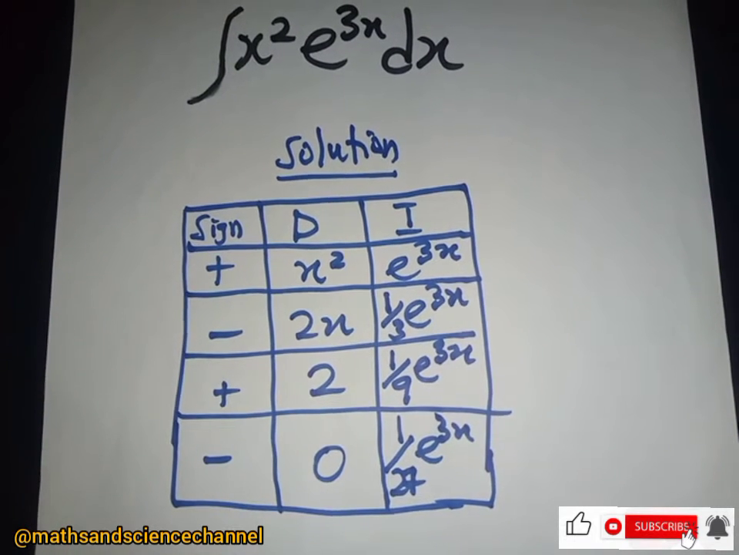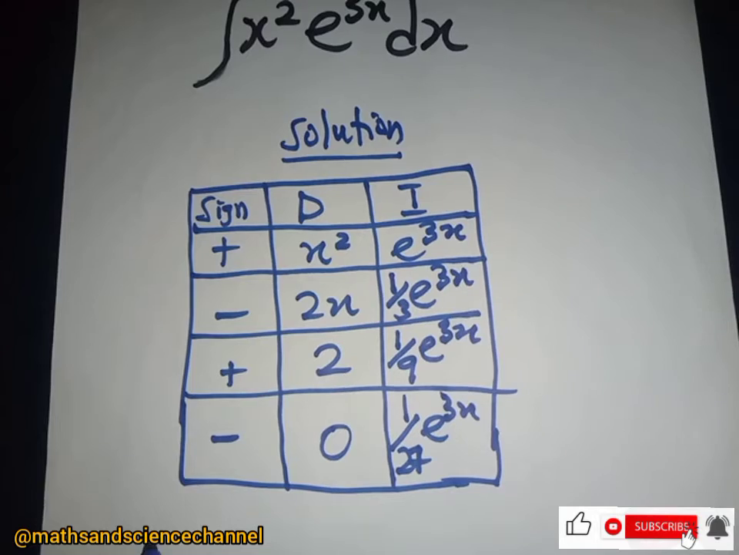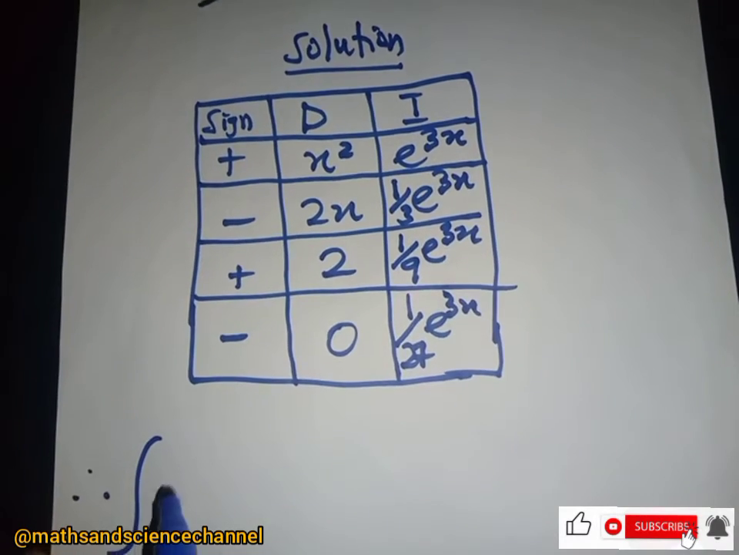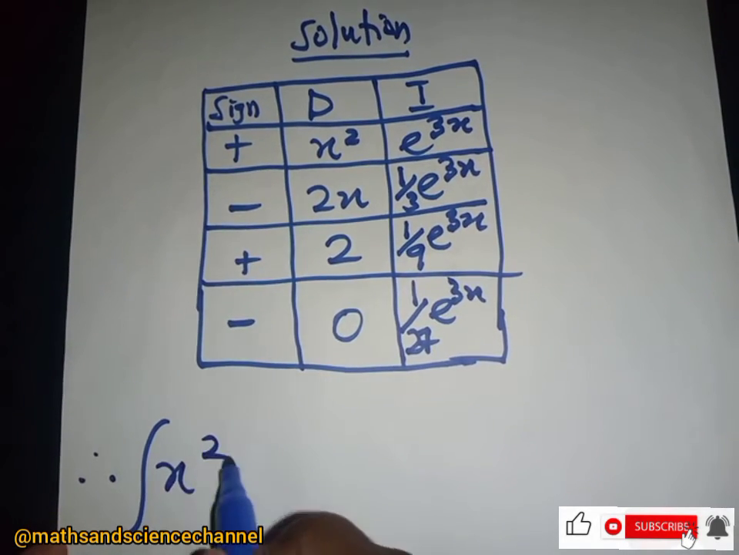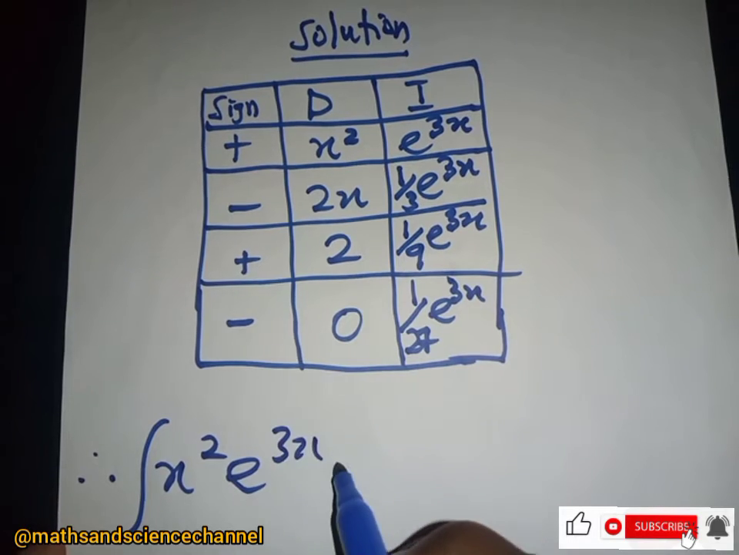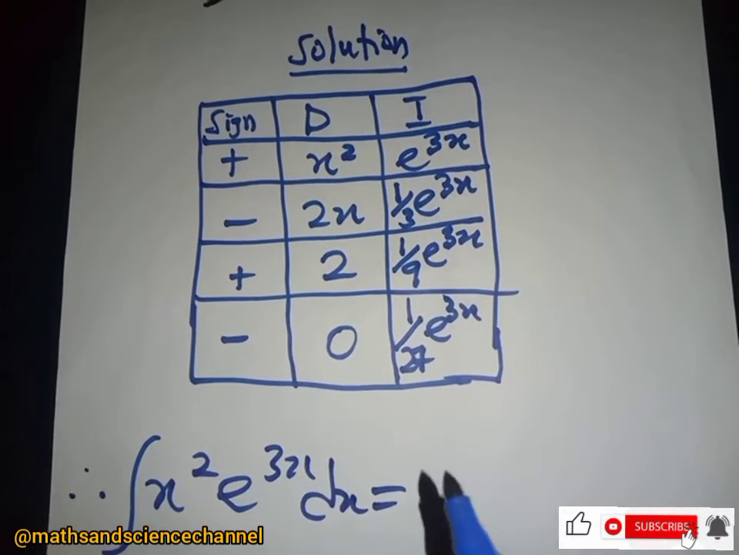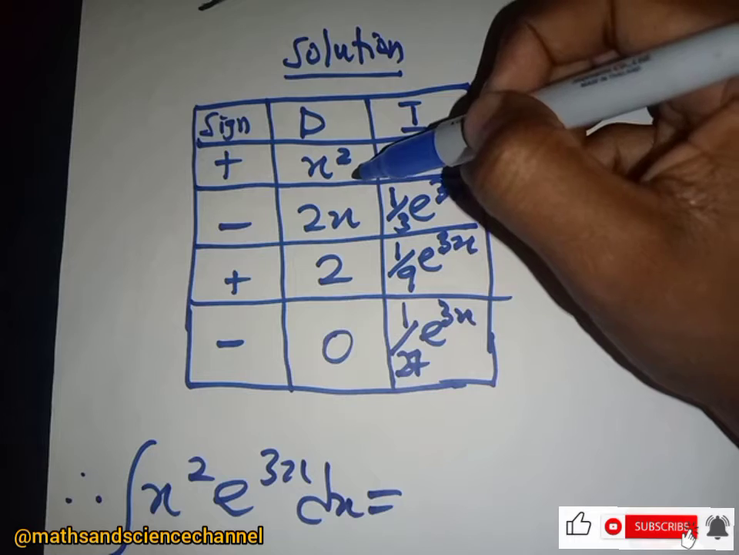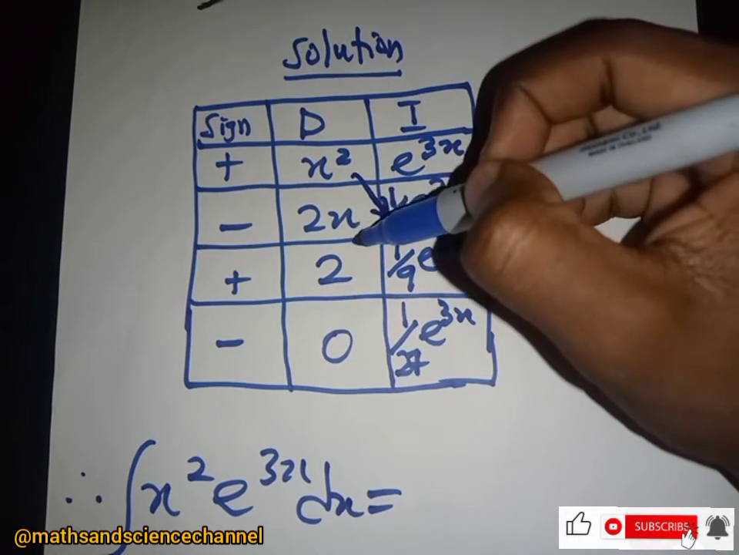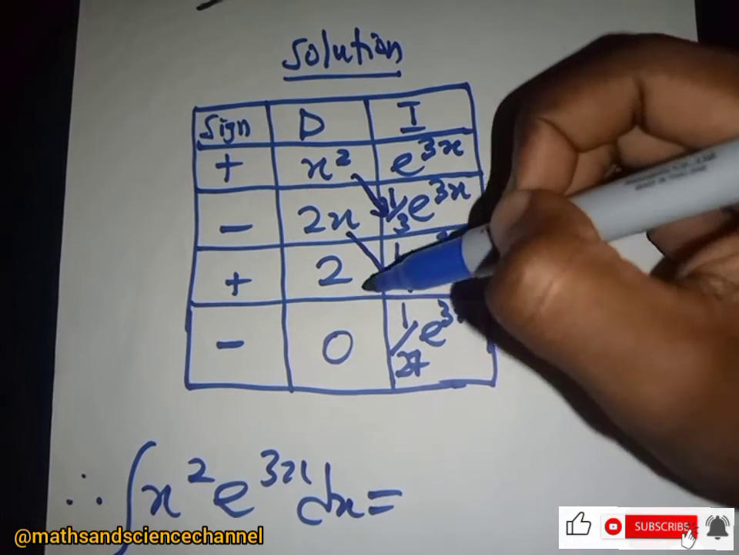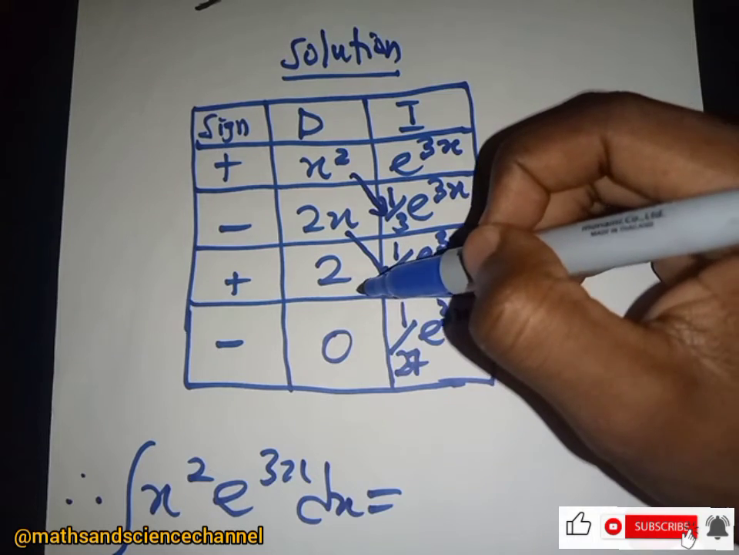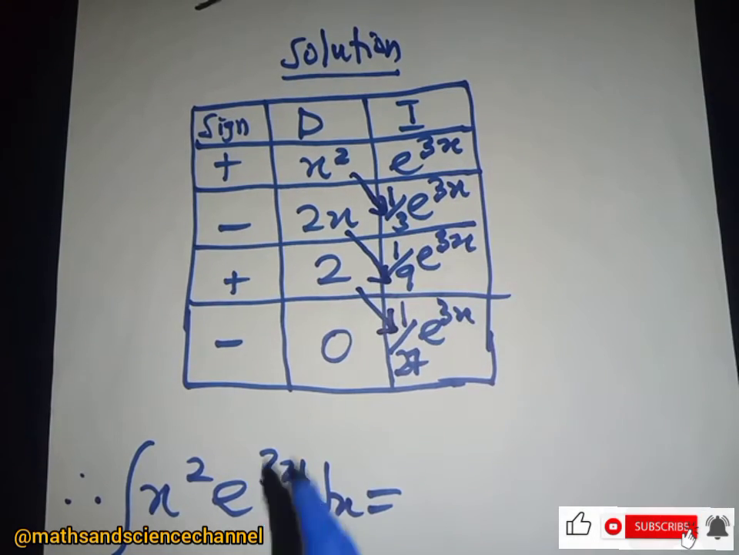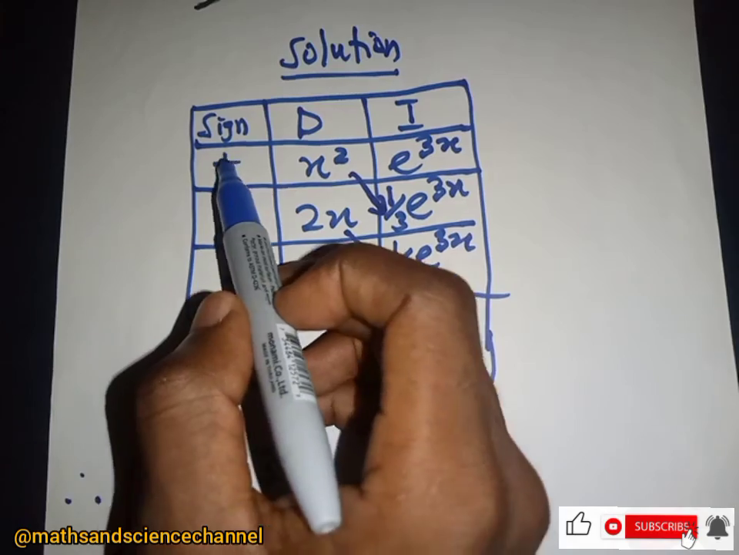So now we have the integral of x squared e exponent 3x dx being equal to, so we are going to take it this way: x squared multiplies that, 2x multiplies that, and then we have 2 multiplies that again, right? So we are going to take it with respect to the signs.